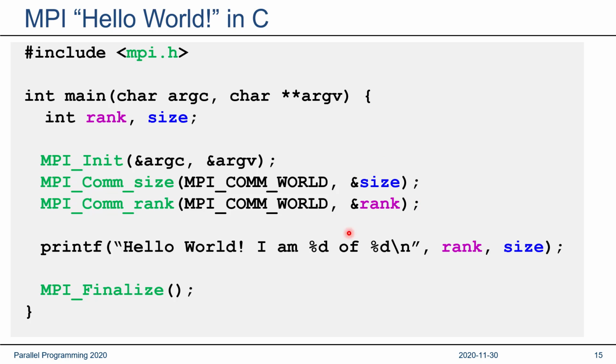So what you see here is a program that is running redundantly on all those processes. Each of these processes gets the same return value for size, but a different return value for rank. After we've got hold of size and rank, we can use them, and I'm just printing them here: hello world, I am rank of size. And then the work is done and we finalize.